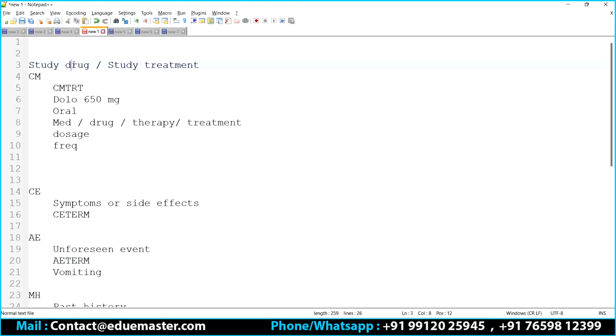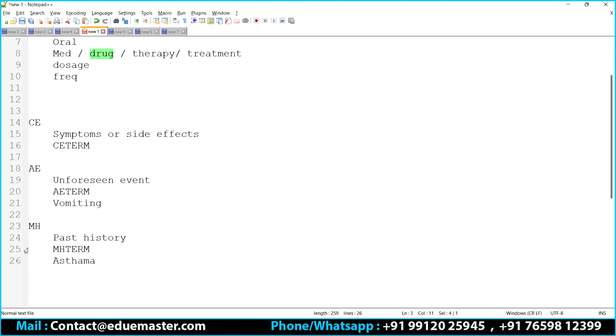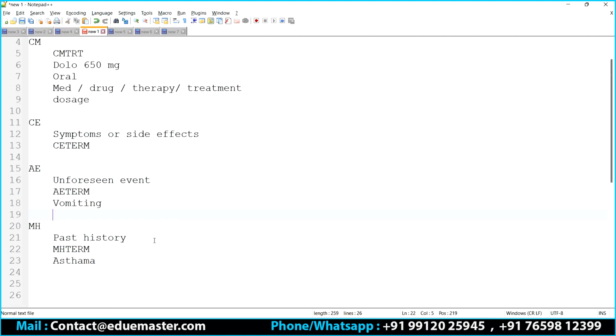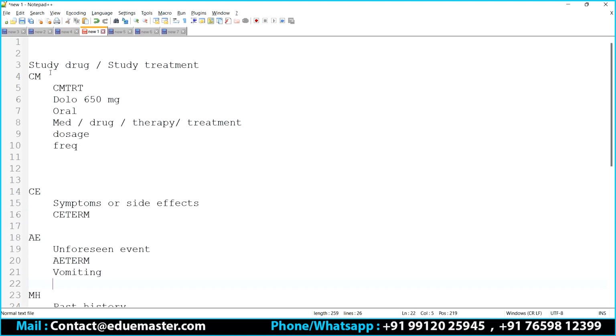We are testing a drug. This is part of your demographic domain. The patient already has some medical history, so medical history will have the details of what drug the patient is taking other than the study drug.